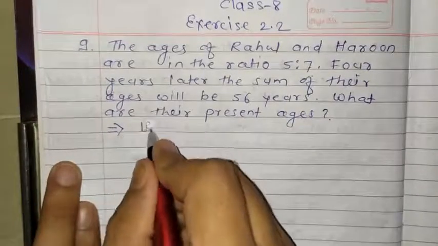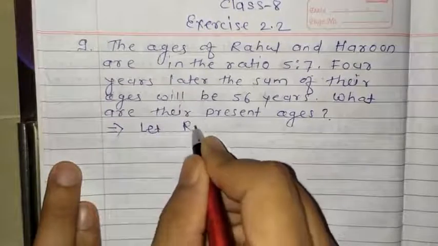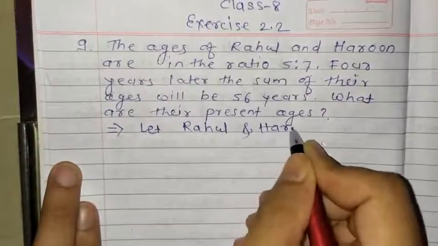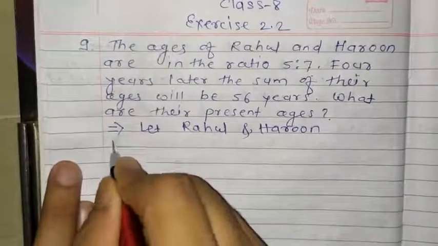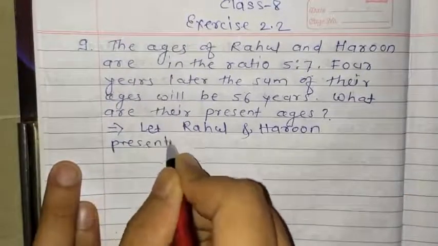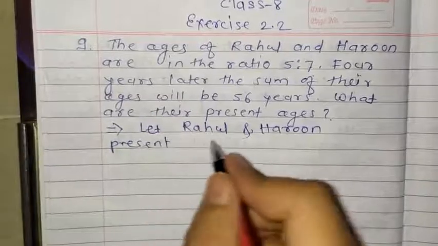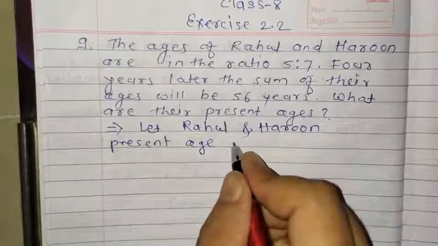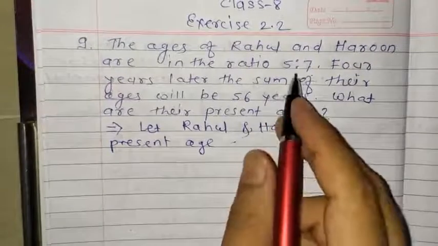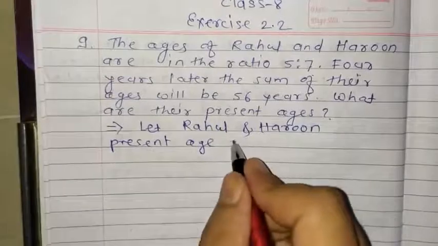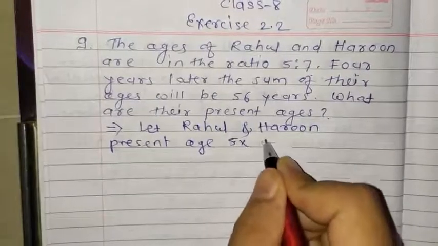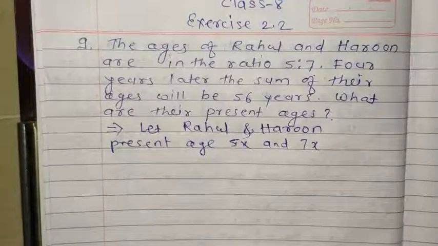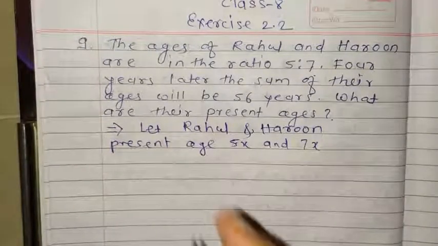So we consider, let Rahul and Harun's present age be as given in the ratio, so 5x and 7x. So let Rahul and Harun's present ages be 5x and 7x.